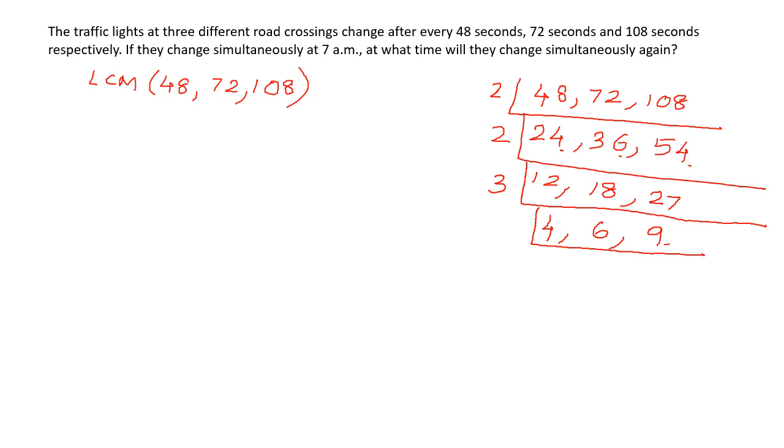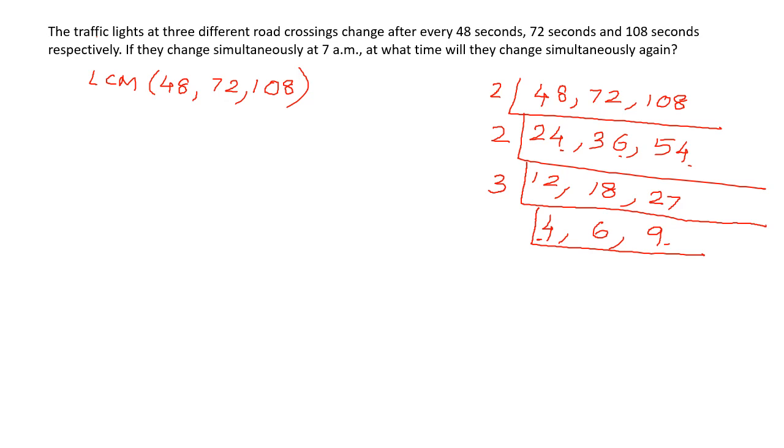Then will 3 go? No, 4 is there. 4 is not divisible by 3. Will 5 go? Obviously not. Will 7 go? No, 4 and 6 are smaller than 7, so you don't have to think about it at all. So that means our common factors are over.